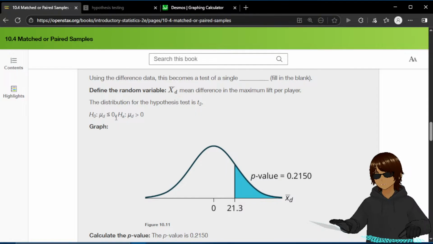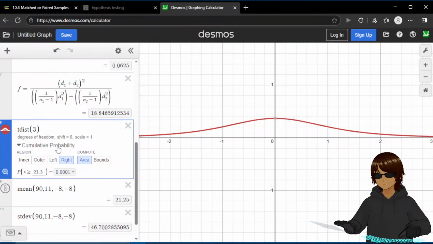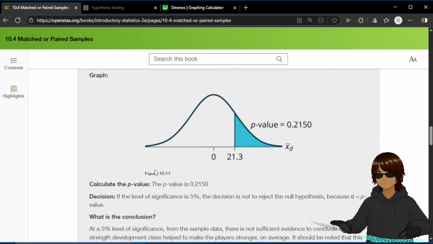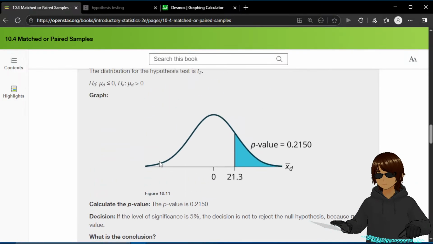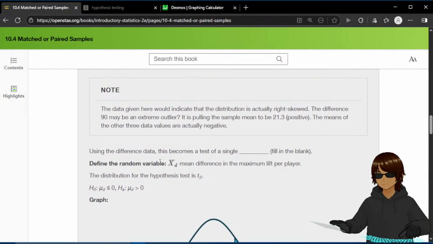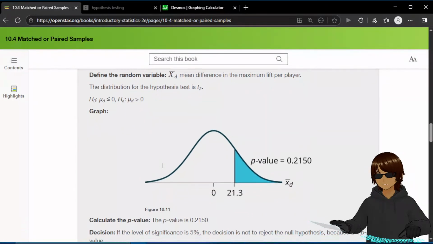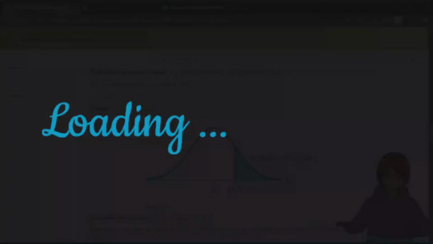So the difference is less than 0 more. But the thing is, why is the graph over here so different? T distribution. Yeah, I understood this, but the p value is the final thing that's confusing me. Wait, I will try to find an online t distribution somewhere.